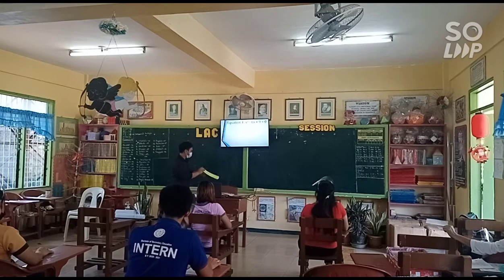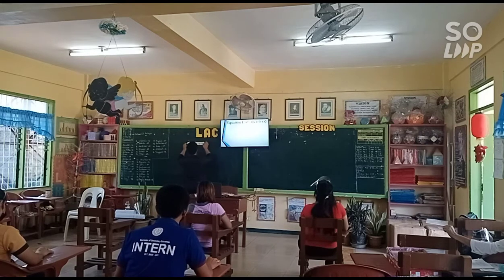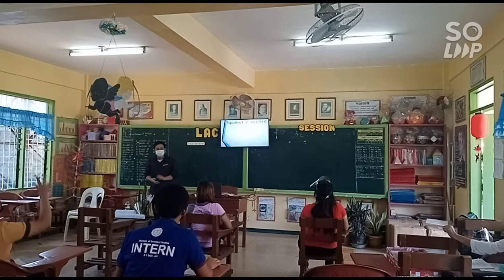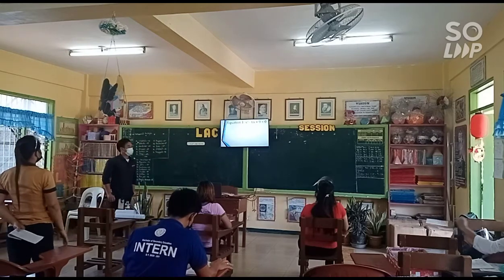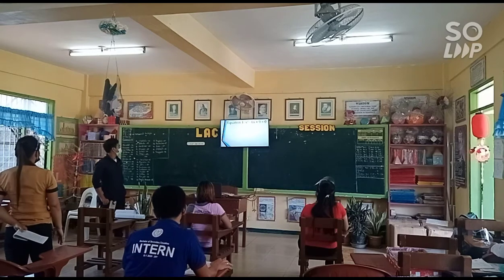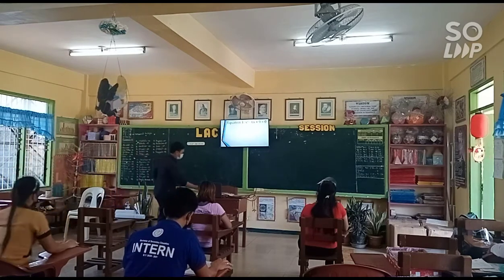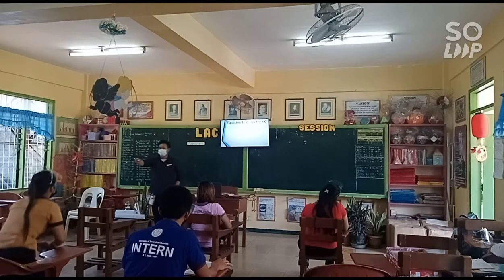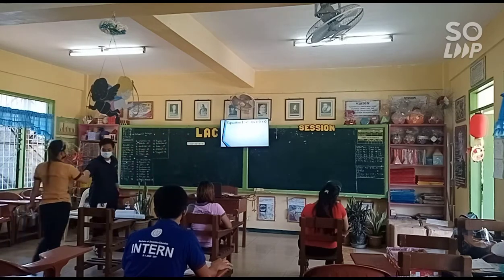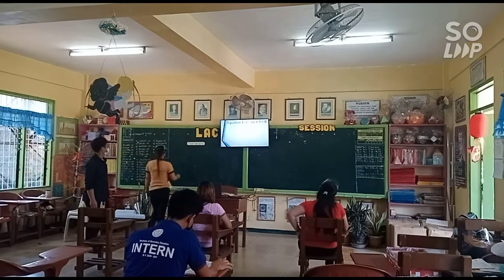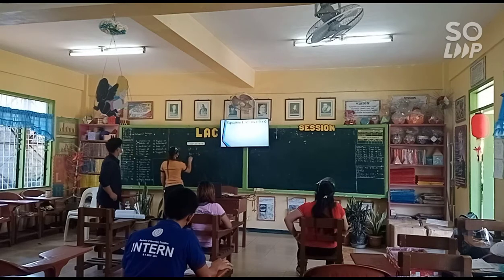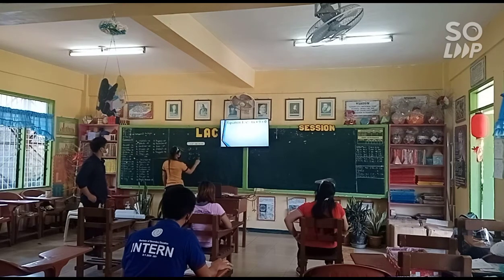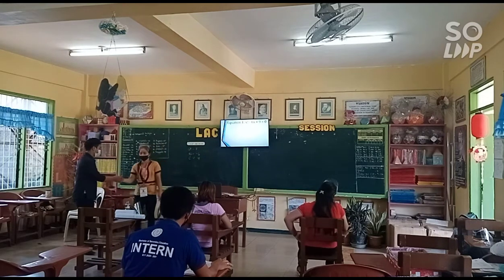So, what is the first thing to do? What are the values of A, B, and C? The value of A is 1, the value of B is negative 6, and the value of C is 9. Okay, very good. Can you write it on the board? Okay, thank you.